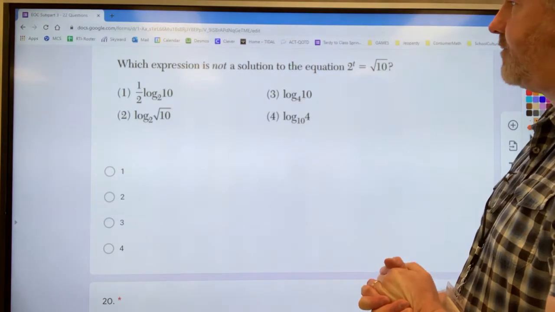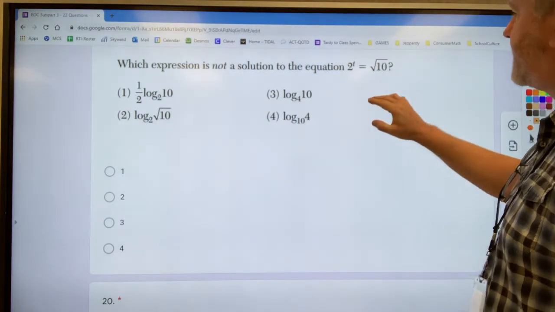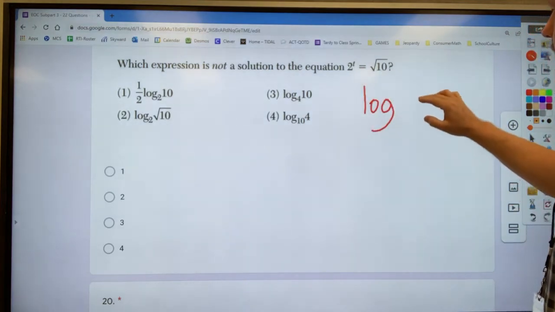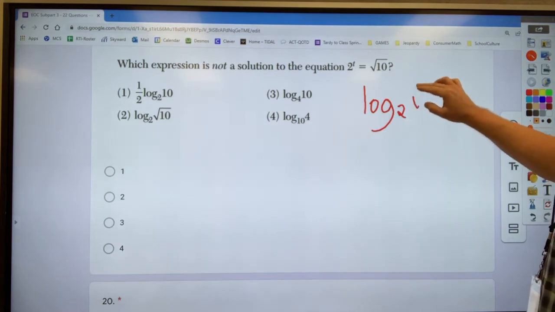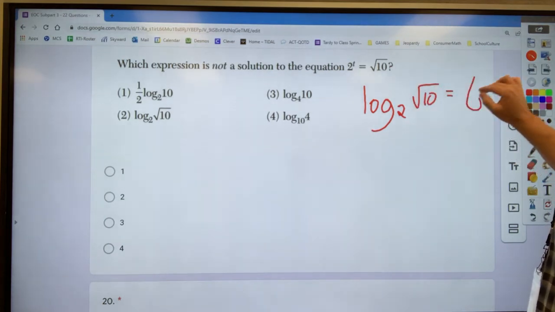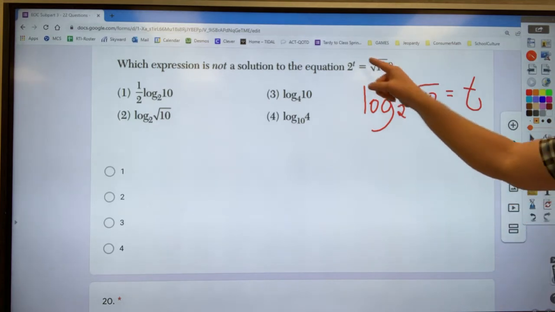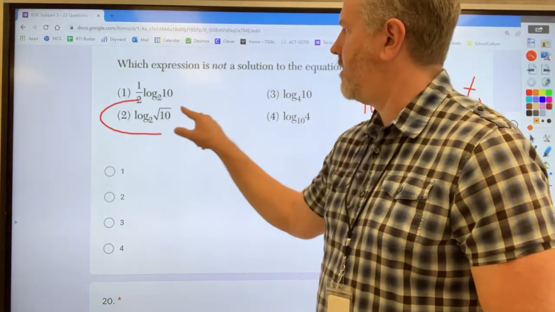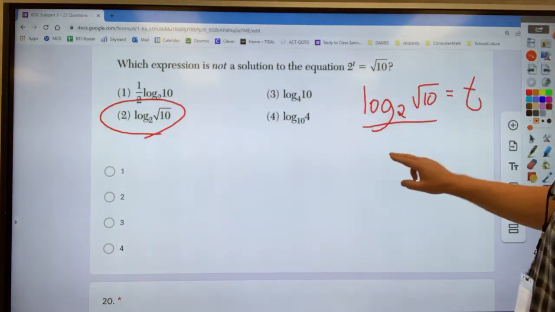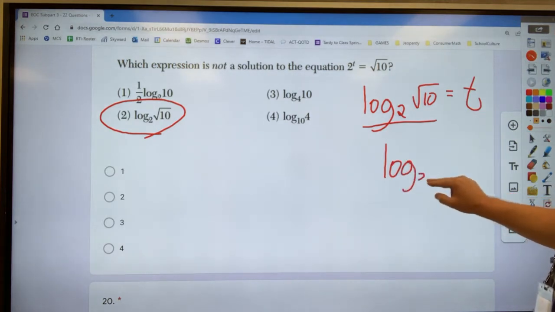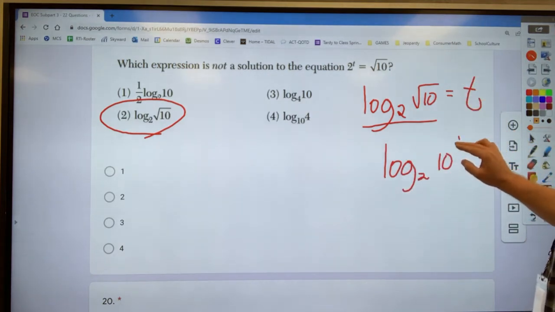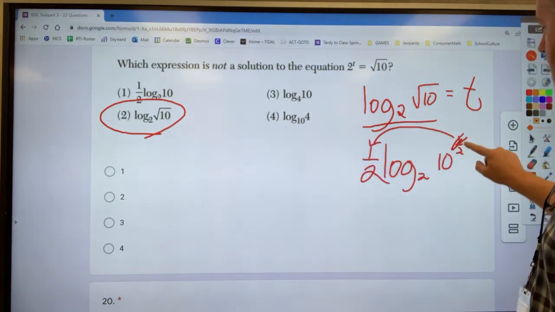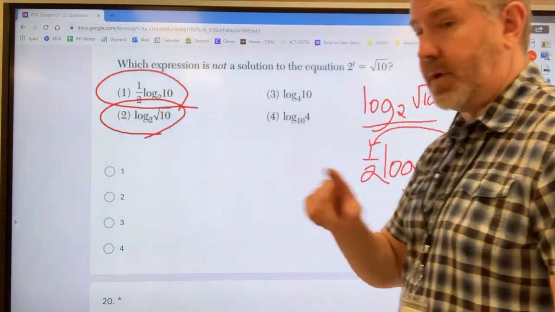So what I did was I turned it into logarithmic form. So the log base 2 of root 10 equals t. Remember, the answer is always the exponent. So that's one of our answers, log base 2 of 10. And then instead of square root of 10, I can call it to the 1/2 power. Any power you can pull out to the beginning, pull out to the front there. So that becomes another possible answer.